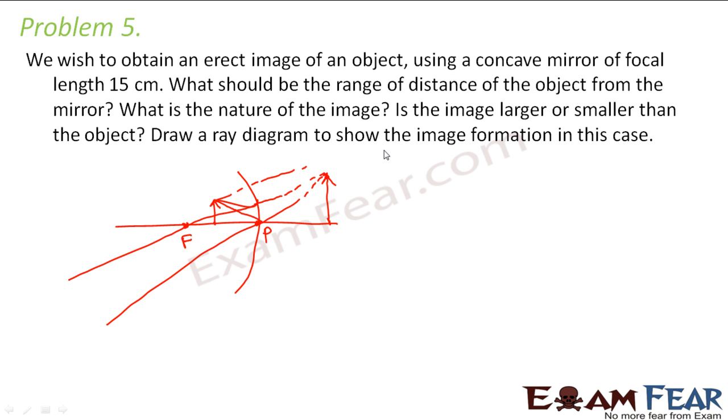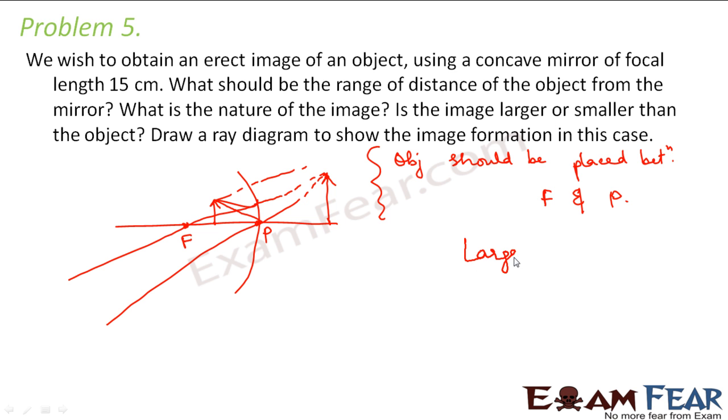So for a virtual image, the object should be placed between the principal focus and the pole. That should be the range of distance, right? Is the image larger or smaller than the object? The image is larger than the object.